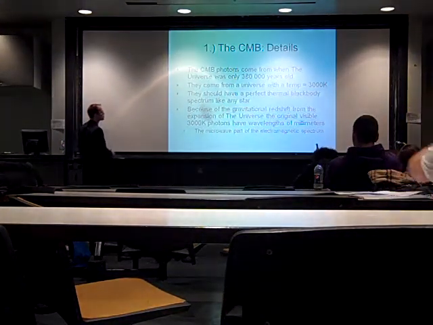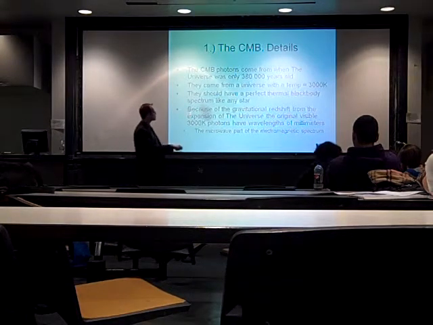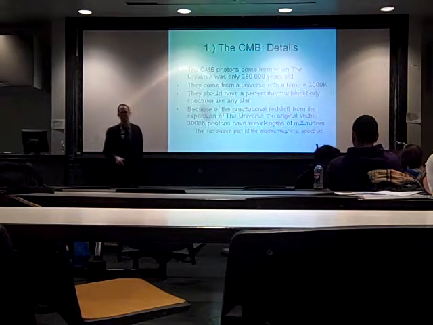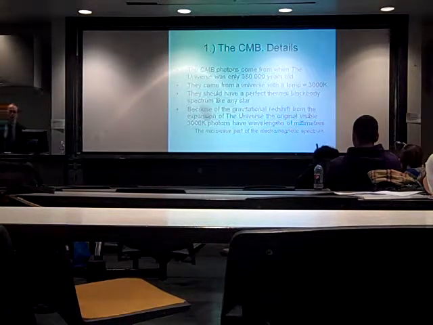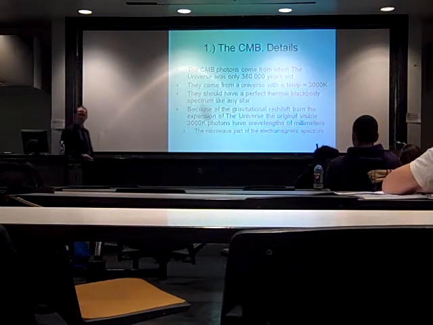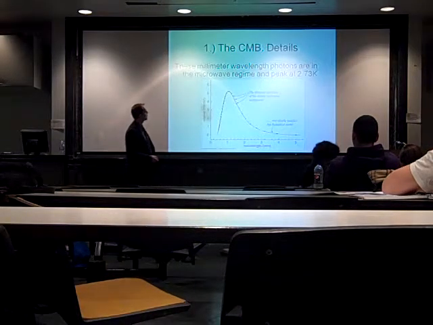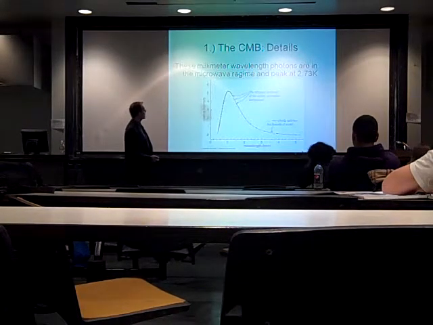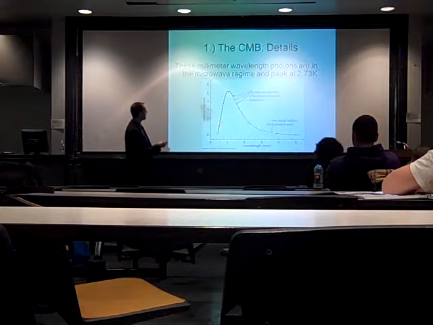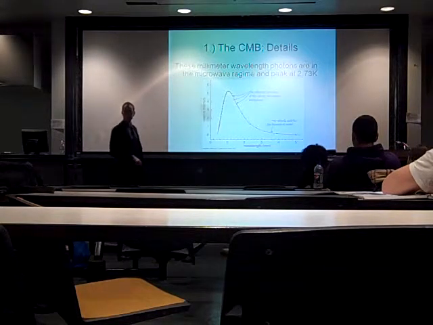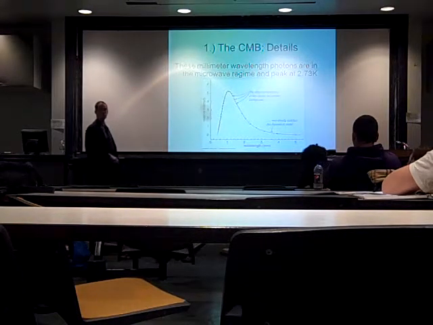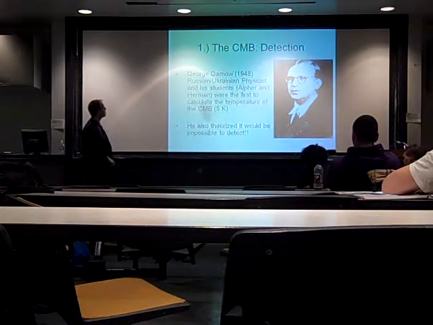Okay? So because of that expansion, the original visible 3000 Kelvin photons should have wavelengths of order millimeters. That's in the microwave region of the electromagnetic spectrum. This is what it should look like. This is what the theory predicts. The theory predicts you should have a curve, just like I showed you, that will peak at around 1.5 millimeters in this case. Okay? That corresponds to a temperature of around 3 Kelvin.